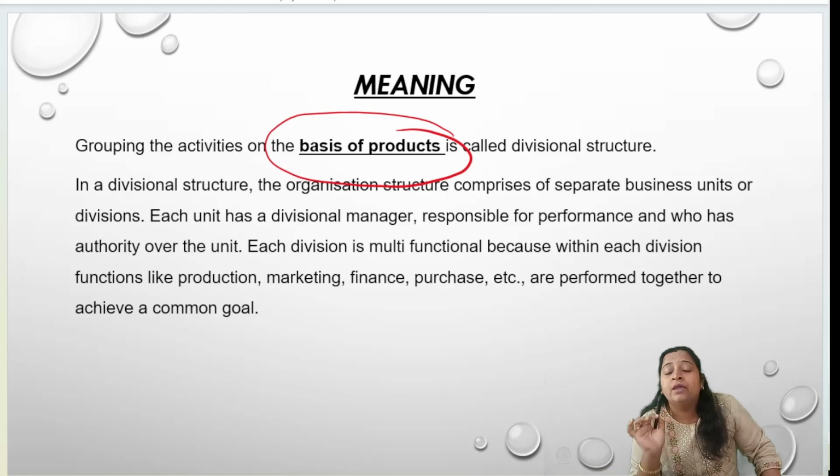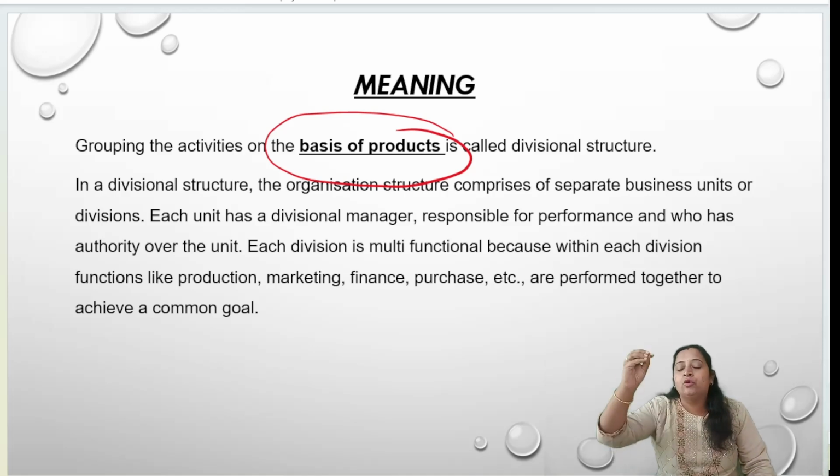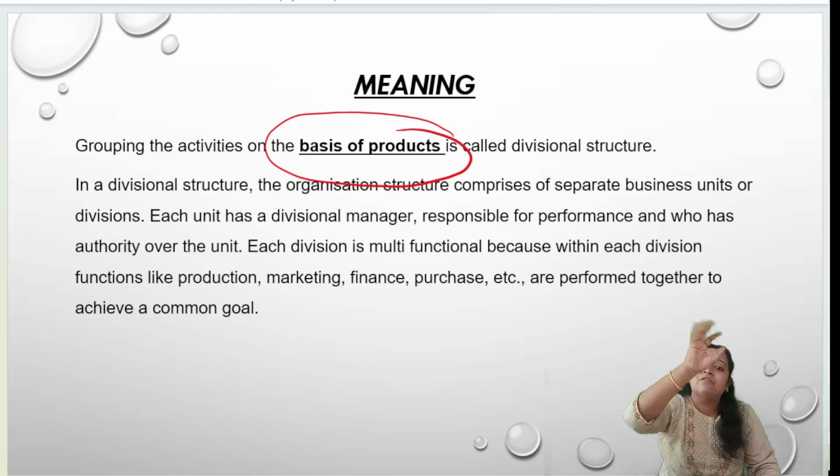Each division will have one head, who is called a divisional head. He will be held responsible for all the activities which are happening in that particular division. Okay, hope you got my point. In functional structure, only one type of product will be there, which we are going to divide into different functions. Each function will be performed by one functional head.